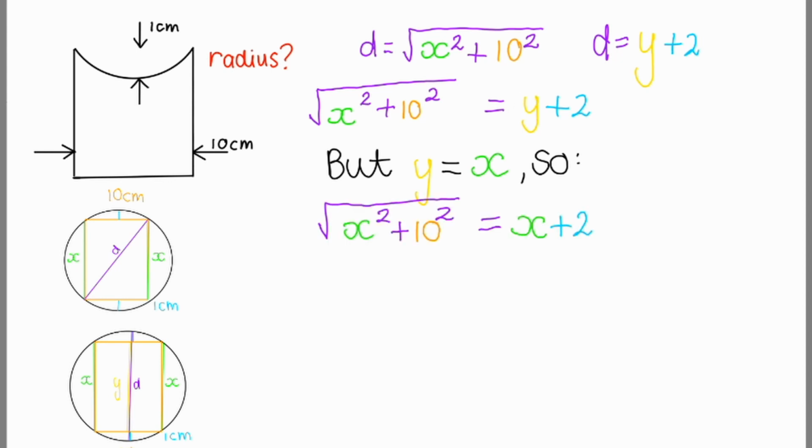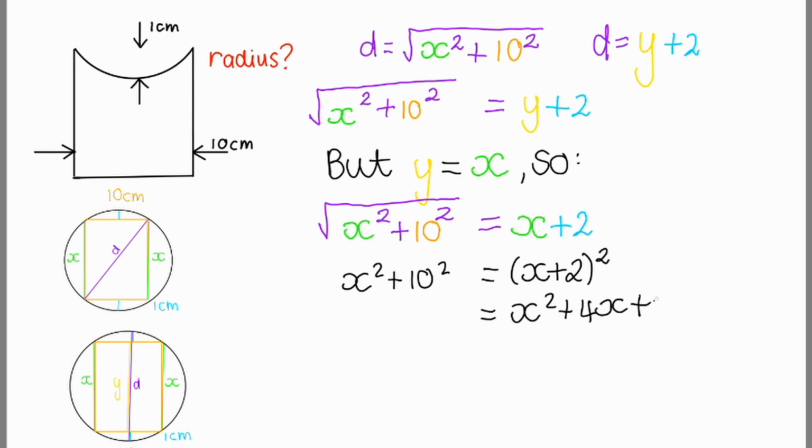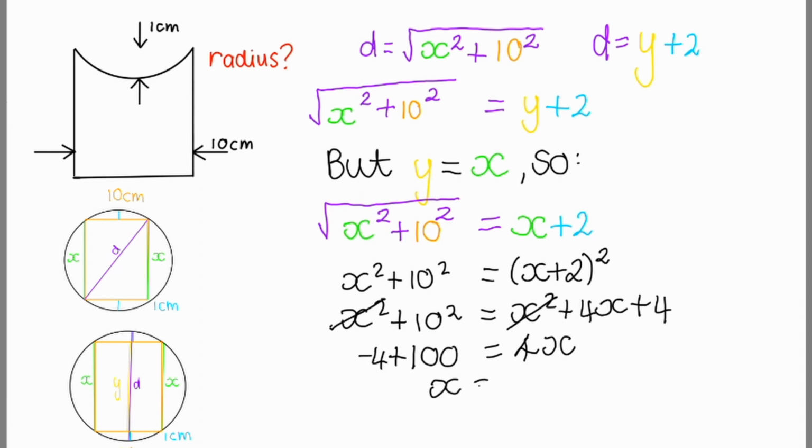So I'm not going to use color for this. To get rid of the square root, we will square the x plus 2, and then we're left with x squared plus 10 squared. And if we multiply this out, we get x squared plus 4x plus 4. Simplifying this even further would show that these x's cancel out. 4x is on this side, and remember this is 100 minus 4. x is 24. So we're not done yet.